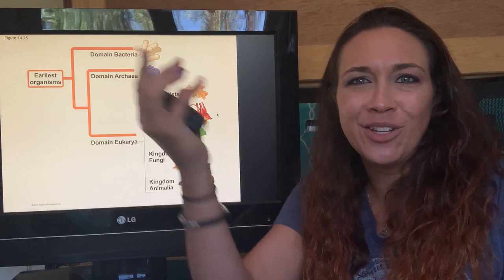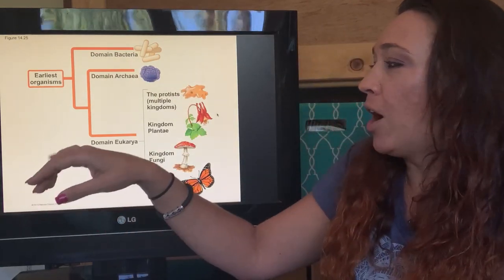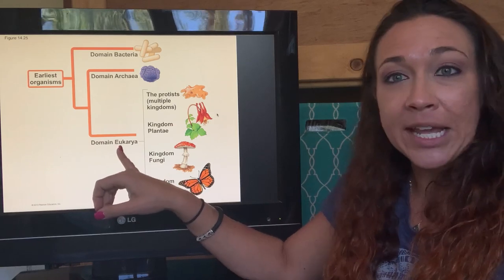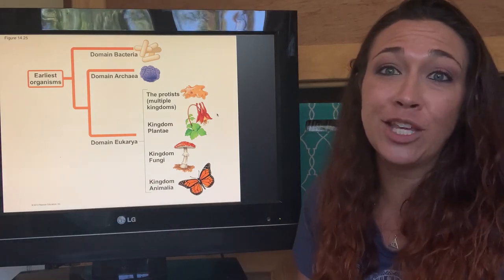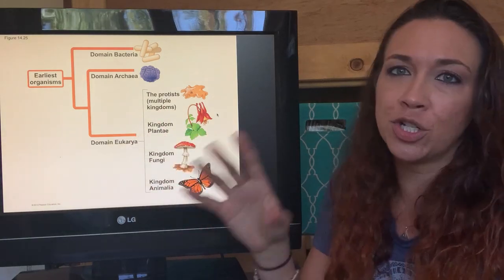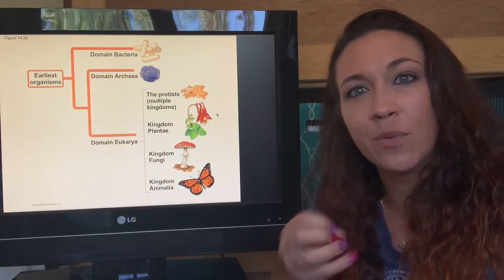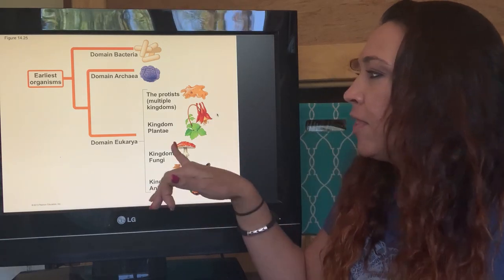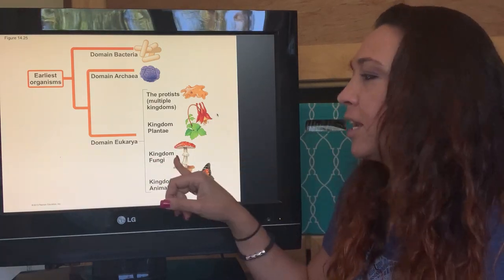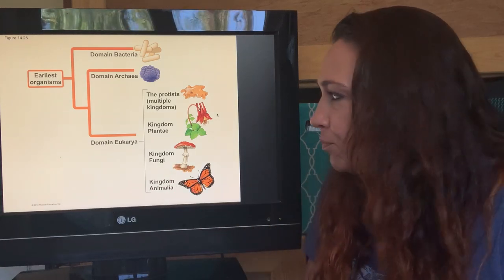These guys are unicellular, they're very, very tiny, they're very, very simple. So the eukaryotes are down here, and again, they include pretty much anything you can think of on the planet that's not a bacteria. So your protists, which again are just going to be like your amoebas and different kinds of groups that we don't really know how to classify. We just throw them all under protista. Then we have the kingdom plantae, which are all your plants, kingdom fungi, all your funguses, and then the kingdom animalia, which are all your animals.